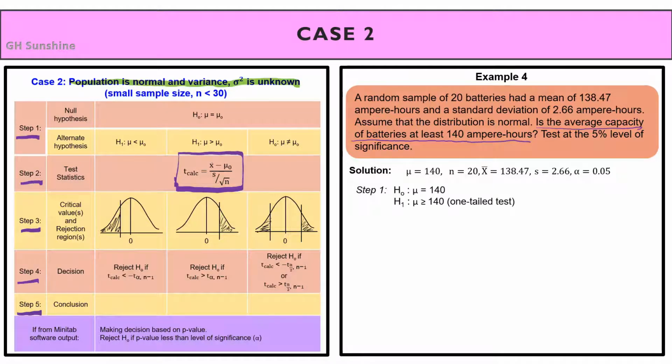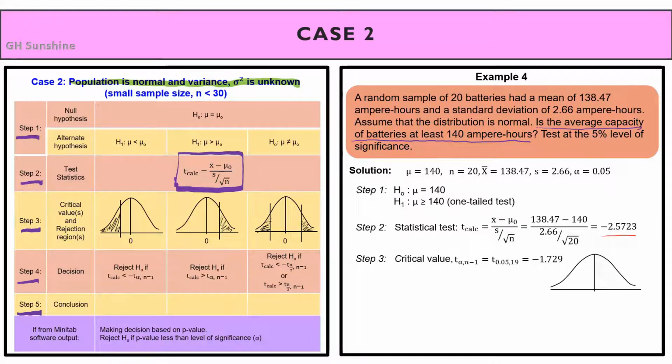Second step, calculate the statistical test value. So this one we will use T calculation. Why T? Because the standard deviation is calculated based on the sample, and the sample size is less than 30. Then substitute all the values. The T calculation equal to negative 2.5723. Third step, find the critical value from the T table.